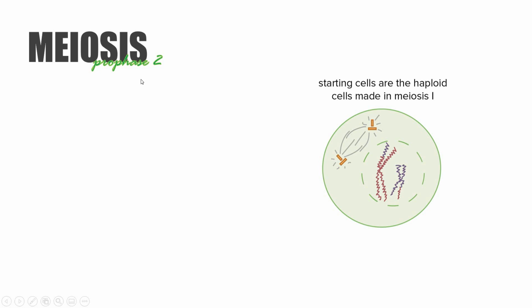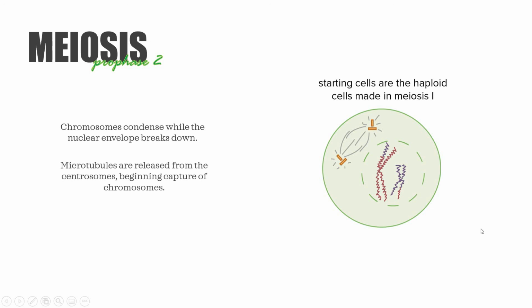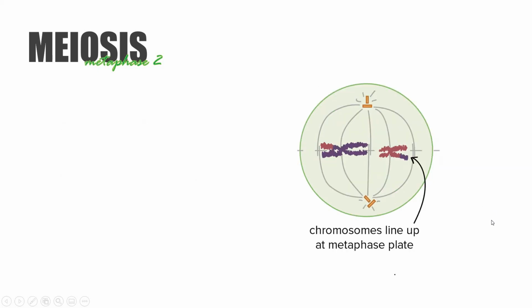Meiosis II has the first step, Prophase 2, which is obvious. Alright, so it starts with cells which are haploid that are made from Meiosis I. So chromosomes are going to condense, familiar na to, no? While the nuclear envelope breaks down, familiar. The microtubules are released from the centrosomes, beginning the capture of chromosomes.